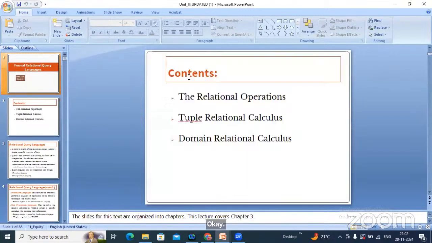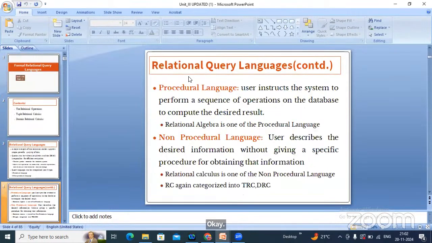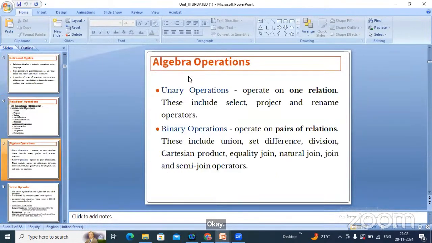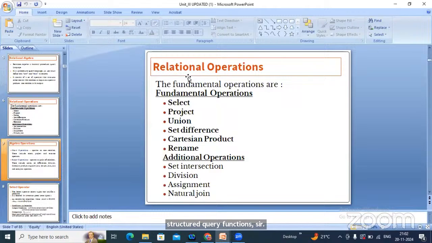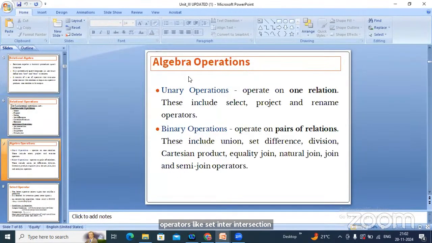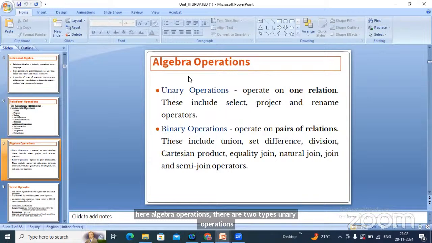Structured query functions. So relational algebra has fundamental operations like select, project, union, set difference, Cartesian product, and additional operators like set intersection, division, assignment, natural join. Here, algebra operations are of two types, unary operations and binary operations.